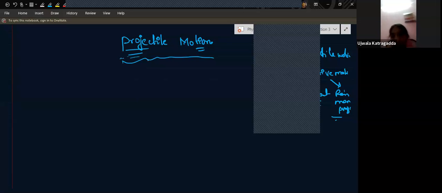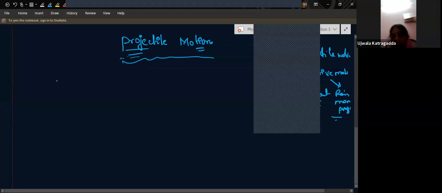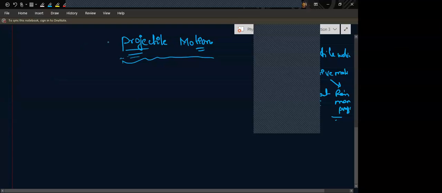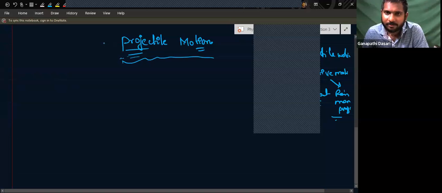Projectile motion, what do you know? When will an object have projectile motion? When an object is thrown upwards. Thrown upwards. In what way?